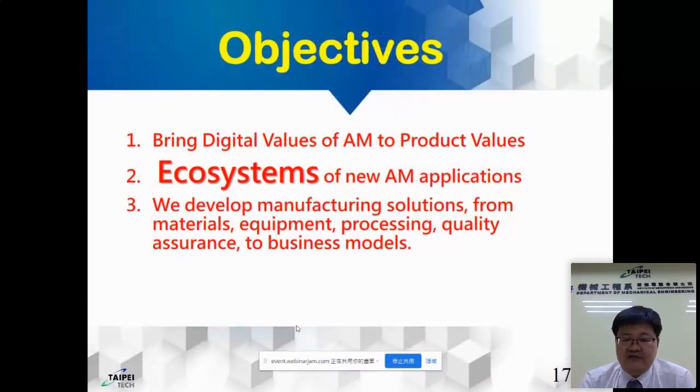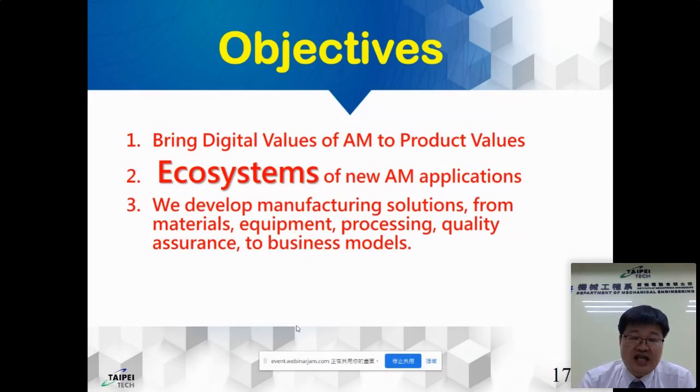So the objective of additive manufacturing is to bring the digital value into product value. The digital value is your design. Nowadays, everyone designs digitally. So your CAD design, your solid model, is in the computer. We use additive manufacturing to make what you design into a product, and this product is capable of meeting every individual's needs.